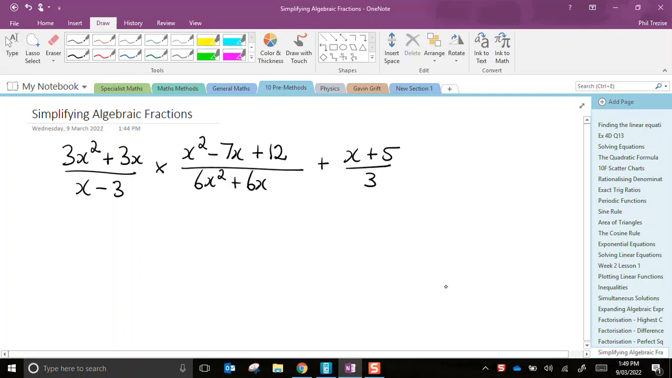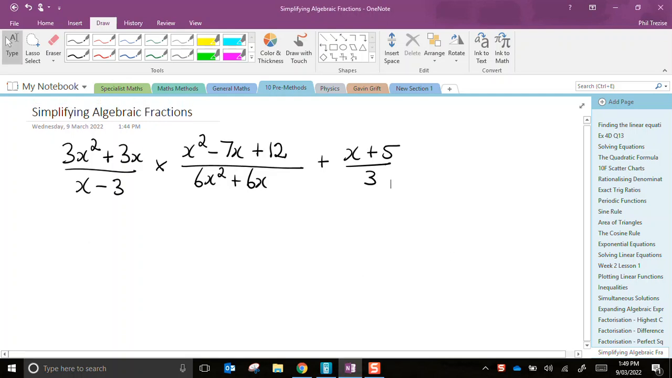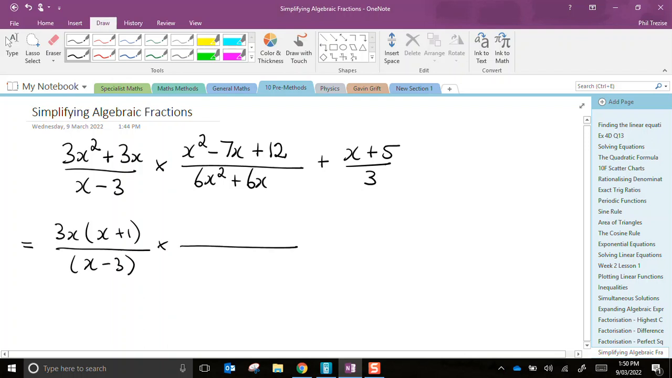Now a clue for things like this is to factorise everything first. Our life will be much easier. So let's see how we go. If I look at this first expression, I notice that I have a common factor of 3x. And that would become x plus 1. It still has a denominator, x take 3. And now we're multiplying. Let's factorise this as well.